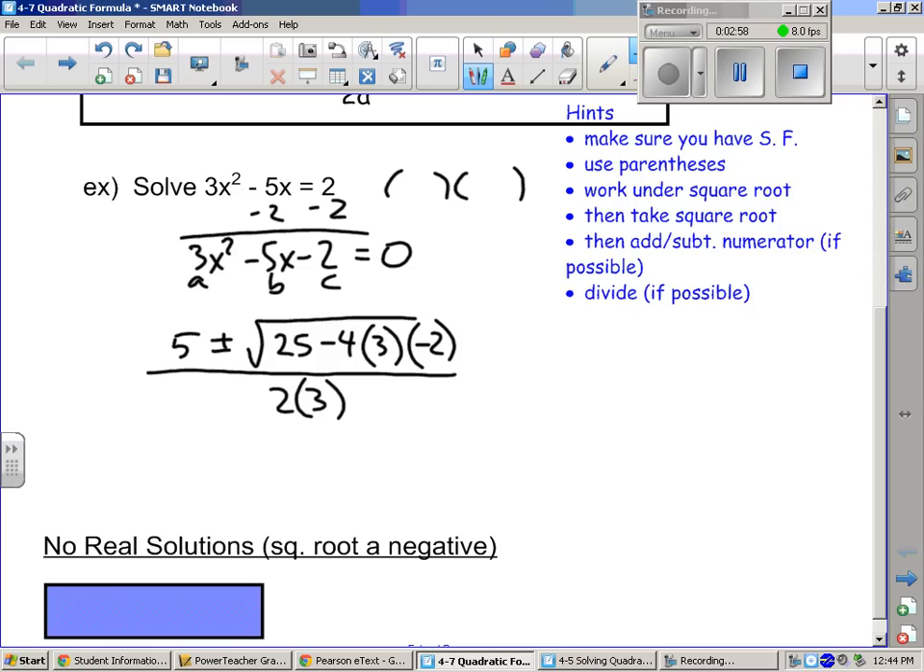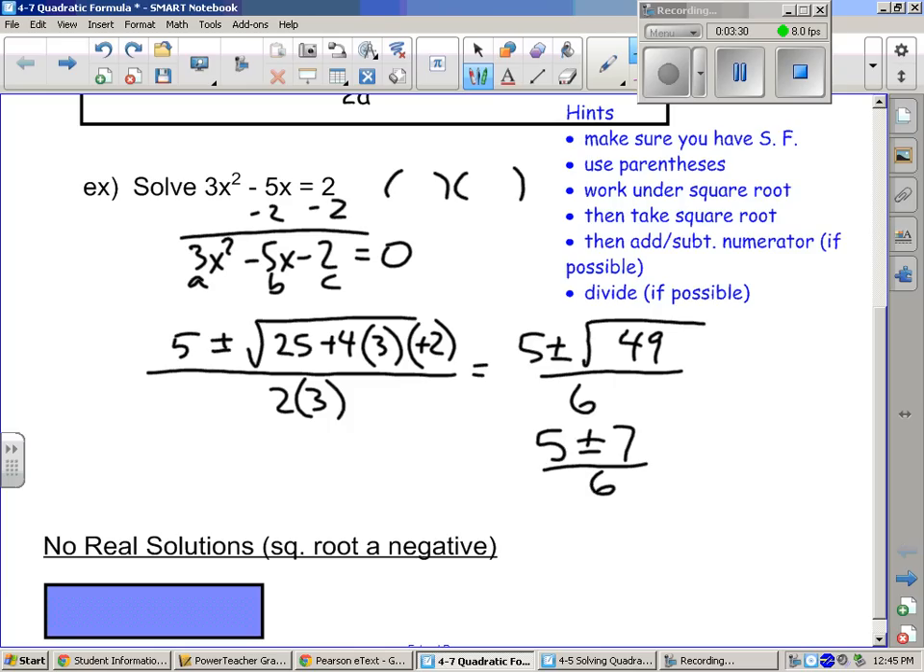All right, so now we're going to work under the radical. I'm going to leave everything else the same. 25 minus, now 4 times 3 is 12, times 2 is 24, but minus a negative is actually going to be plus. So 25 plus 24, I think that's 49. And then 2 times 3 on the bottom is 6. Now I do know the square root of 49. Do you? 7! So I have 5 plus or minus 7 over 6.